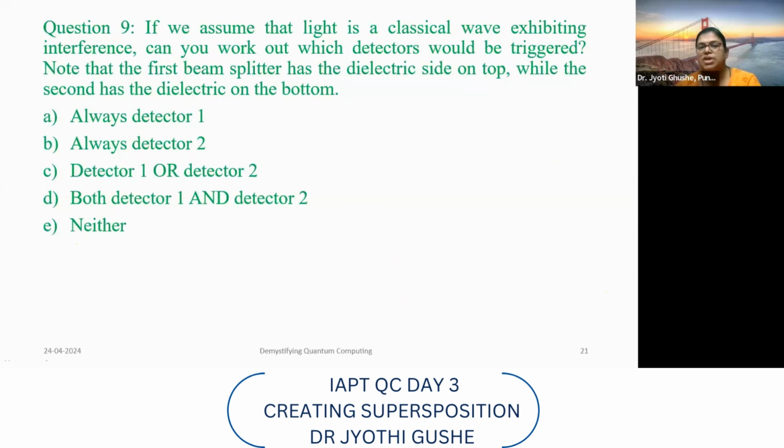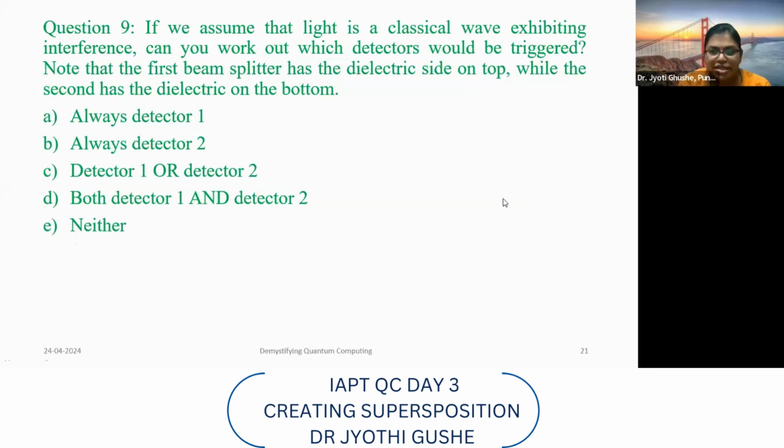If you assume that light is a classical wave exhibiting interference, can you work out which detectors would be triggered? Note that the first beam splitter has a dielectric side on the top, while the second has dielectric on the bottom. Now, please type your answers in the chat box and let me see what answers you are getting.